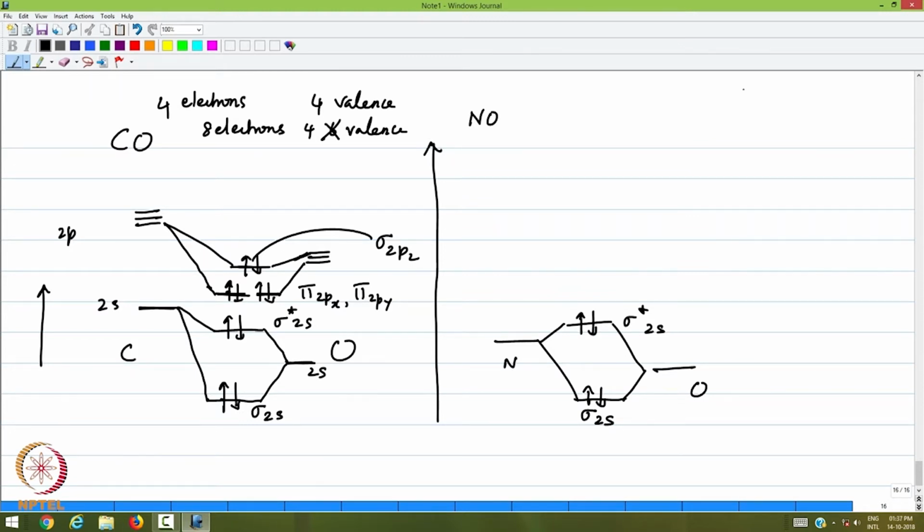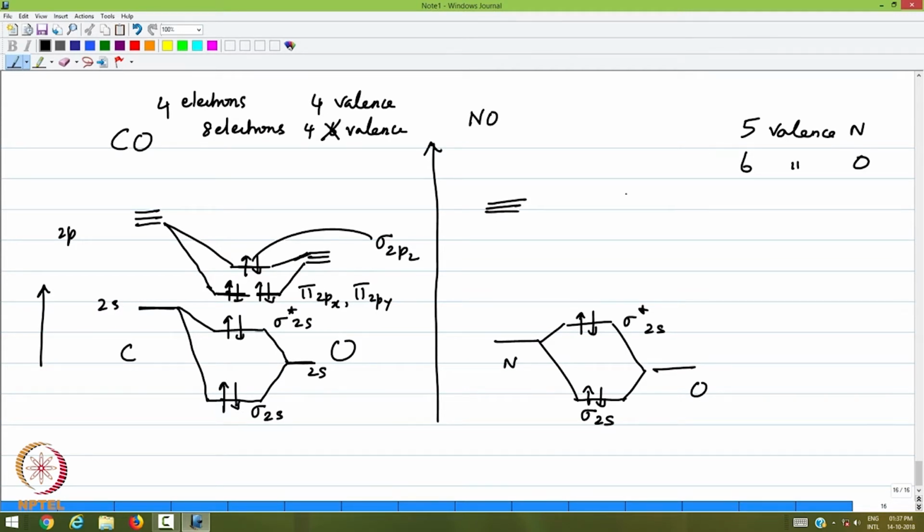There are 4 valence electrons for carbon, and for nitrogen there are 5 valence electrons, and 6 valence electrons for oxygen, leaving the 1s out.